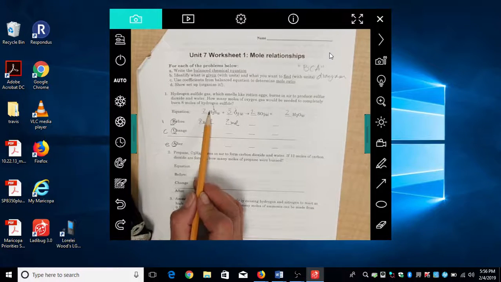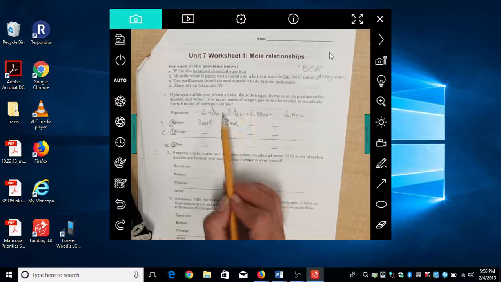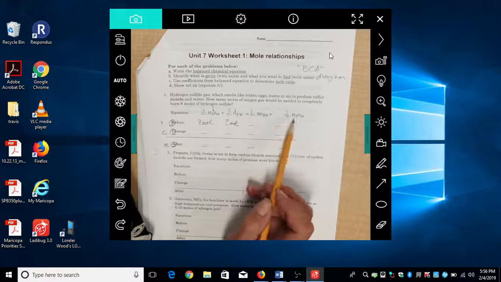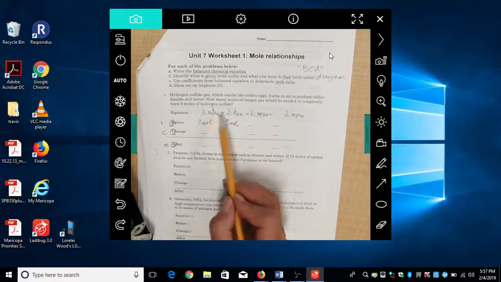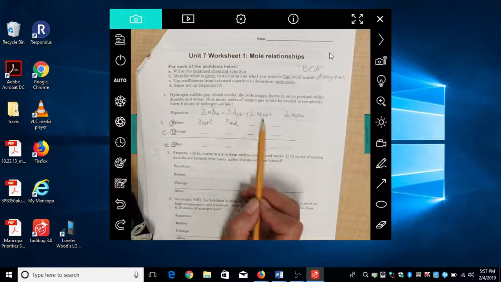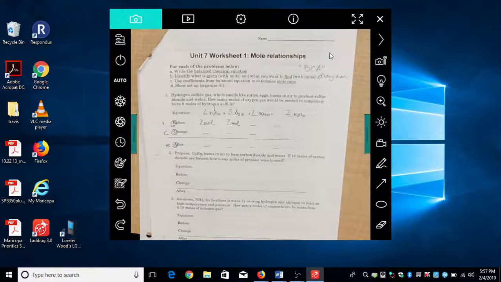2 times 2 is 4 hydrogen. 3 times 2 is 6 oxygen. Let's save oxygen for last. 2 sulfur. 3 times 2 is 6. 2 times 2 is 4, 5, 6. All right, so I believe we're balanced at this point.